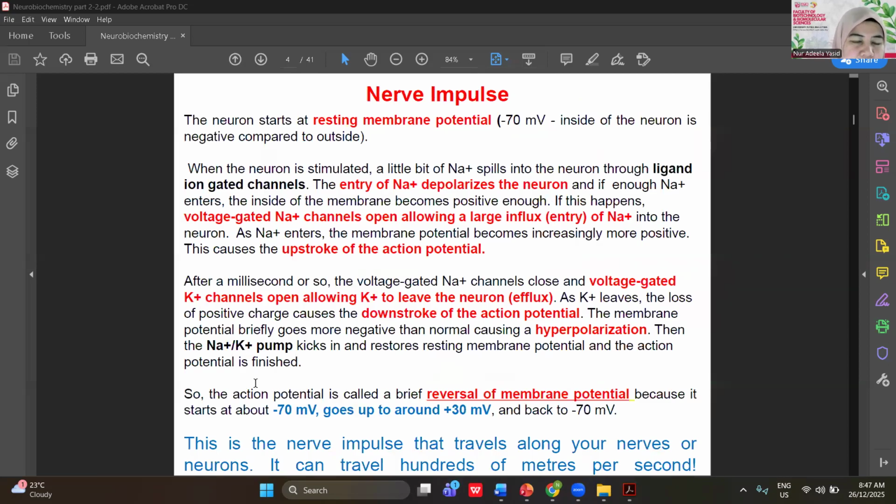So basically this slide summarizes what happened in the image in the previous slide. So you just need to know about what happened during the resting membrane potential, the depolarization start, repolarization, hyperpolarization, restoration, and also action potential.